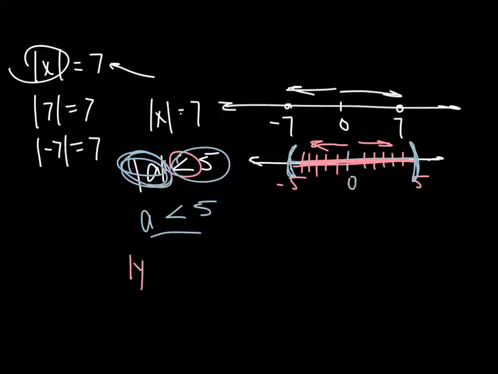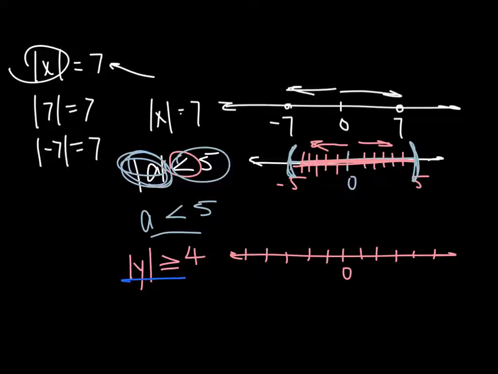And if I have the absolute value of y is greater than or equal to 4, given my number line again, 1, 2, 3, 4, 5, that's telling me that y is either equal to 4, or bigger than 4. The distance from 0 is bigger than 4. So that's what the greater than means.